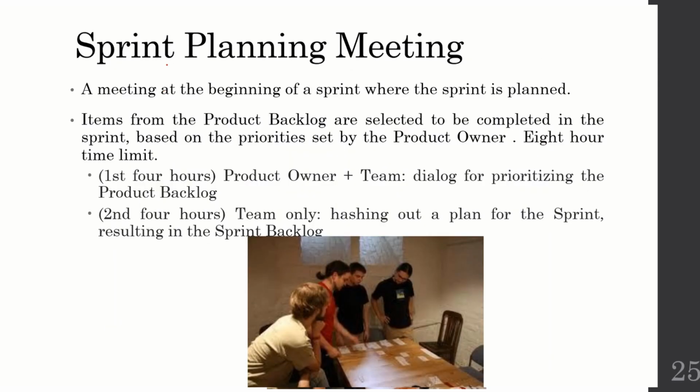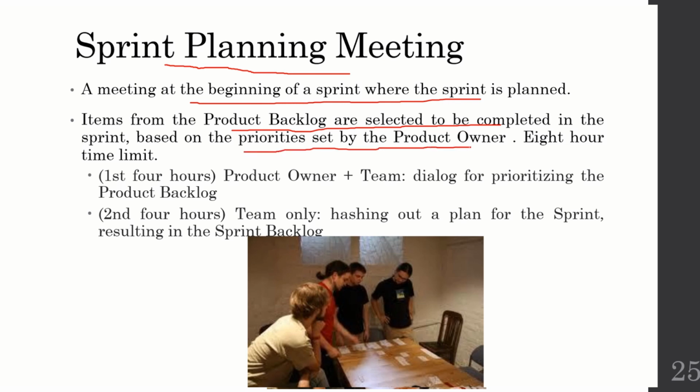Now the second meeting is the sprint planning meeting, in which we will see that this meeting is done at the beginning of a sprint where the sprint is being planned. And secondly, the items from the product backlog are selected basically to be completed in the sprint based on the priorities set by the product owner.